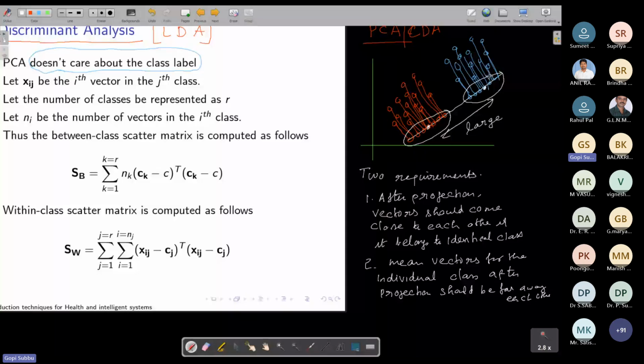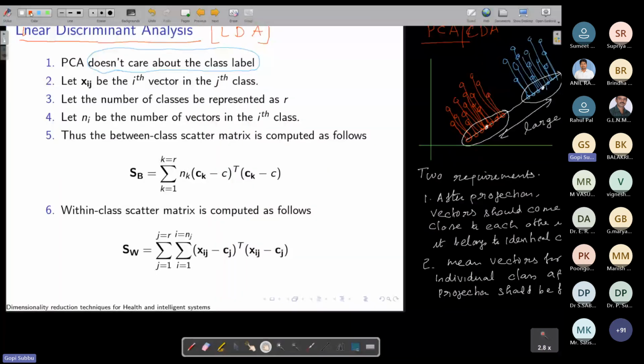To achieve this, in case of PCA, we had only one covariance matrix. Of course, we did the estimate of the covariance matrix, and we call that a scatter matrix. So we had only one scatter matrix in case of PCA. But in case of LDA, we have two scatter matrices. One is the between class scatter matrix, and the other one is the within class scatter matrix.